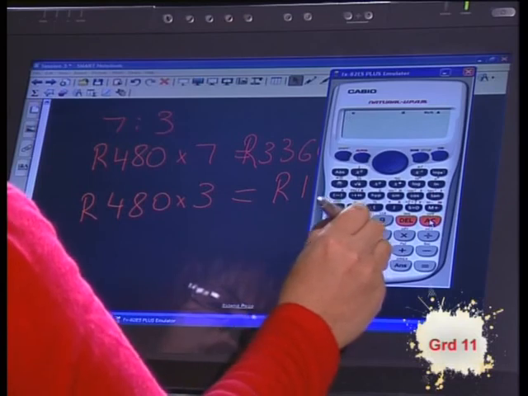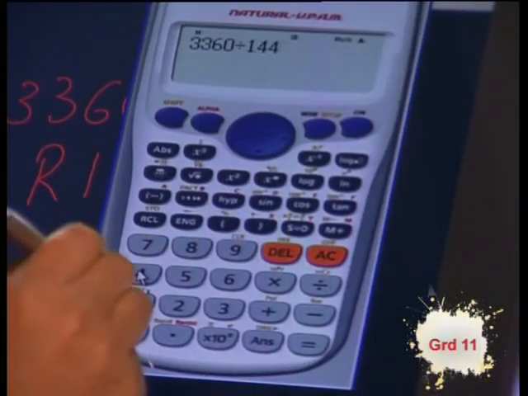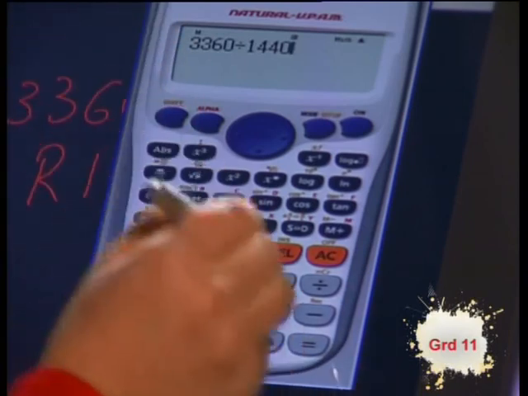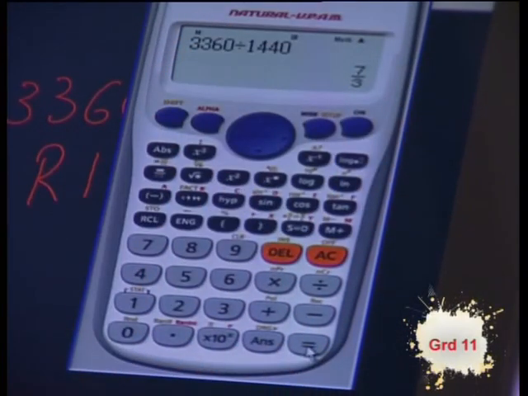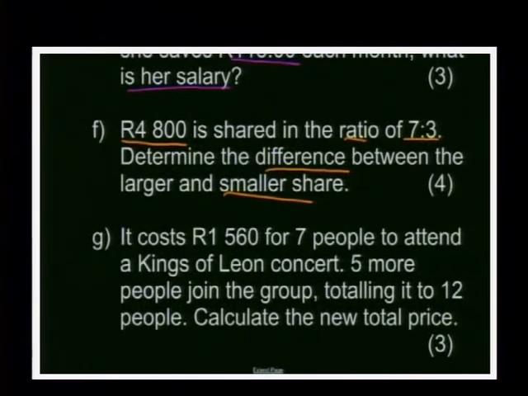So if I say 3,360 divided by 1,440, use my ratio as my fraction, I should get 7 to 3. So I know I'm correct. But let's go back. Have we actually answered the question? The question said, determine the difference between the larger and smaller share. What does the difference mean? The difference means you need to minus the one from the other. So we haven't answered the question fully.